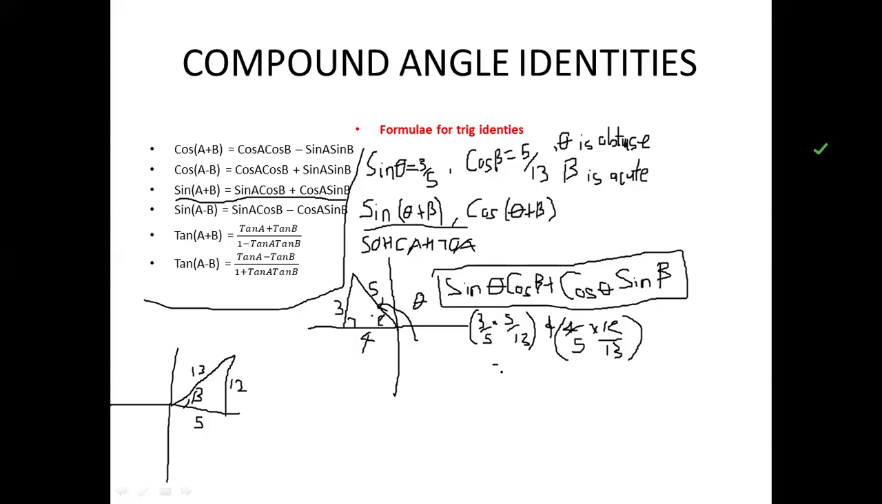So when you work this out, it gives us 15 over 65 plus 48 over 65. So our answer will be 63 divided by 65.